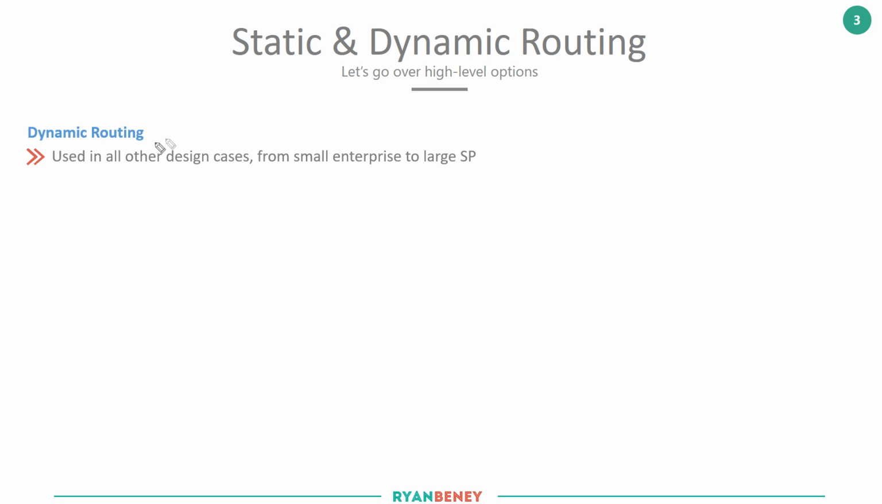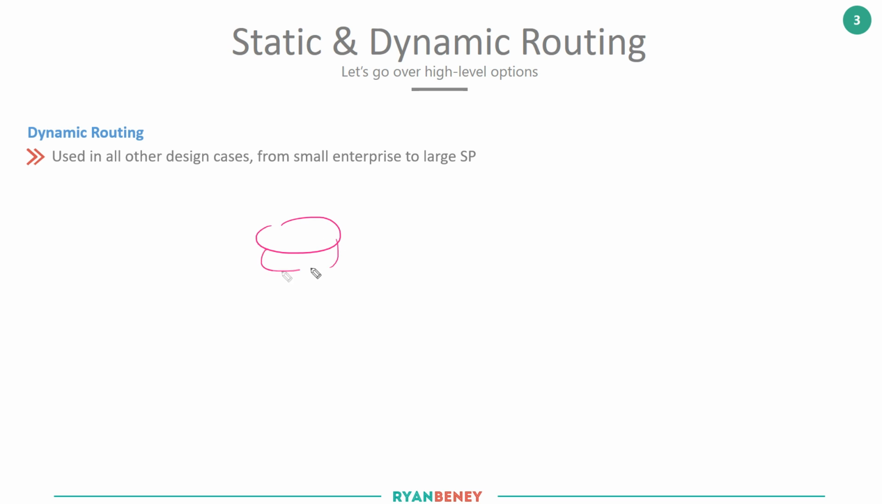So dynamic routing is used where static routing is not, in basically all other design cases, from small enterprises to large service providers. Most of the networks you'd be working on would be using dynamic routing, and then static routing will be used in different parts of the network, or, as we've seen just now, as a traffic engineering tool to achieve a certain goal. Before we continue with the presentation, let's have a quick high-level view of what is dynamic routing.